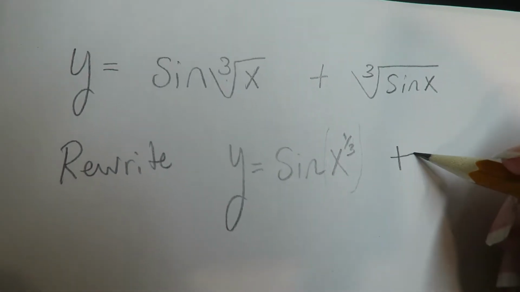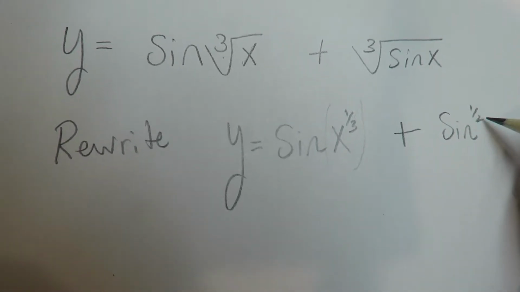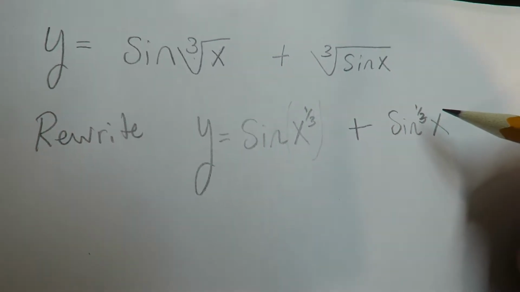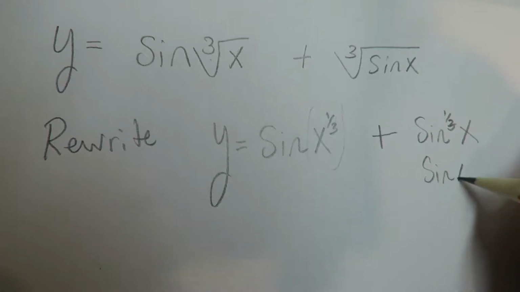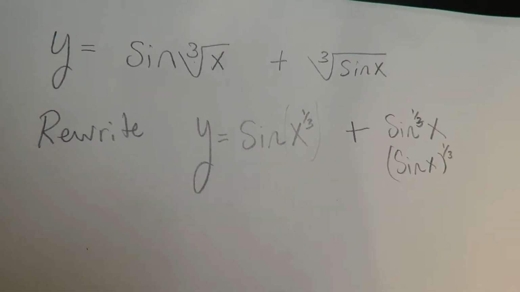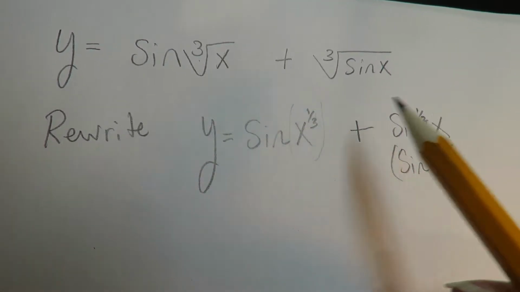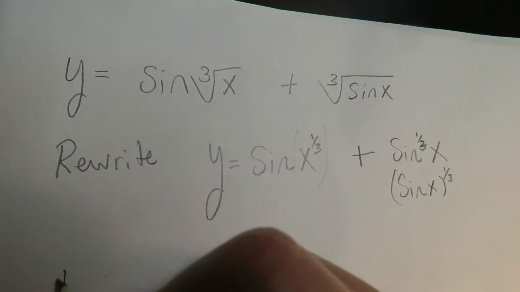Whereas in the second half of this problem, the 1/3 is actually on the trig. So you can write it like this, or if you prefer, some people's brains like it better like this. Okay? The 1/3 is actually on the whole thing on the second one, and it's just on the inside on the first one. So that's going to really affect how we take the derivative.